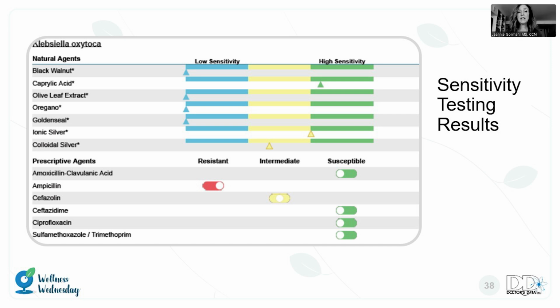Okay, so we did find here a Klebsiella oxytoca, and we offer both natural agents and prescriptive agents. We test the patient's stool in vitro with all of these agents. We give you the sensitivity results. If you're using a prescriptive agent, we would recommend standard of care for treatment, duration, and dose. And then for natural agents, we're always going to recommend 2 of the natural agents at the same time of the highest sensitivity. So in this case, caprylic acid and the ionic silver. And duration and dose, again, is up to you. We try not to get into treatment.